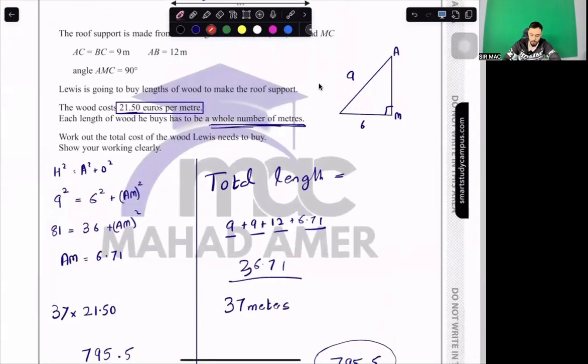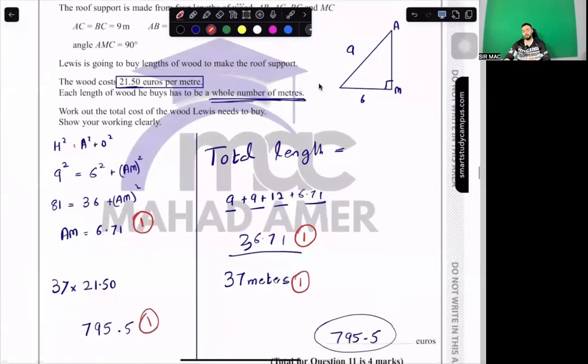The marks distribution goes like this: one, two, three, four. Make sense? Makes sense. Everything, no problems? Yeah, no problems. It makes sense. Very good. Okay.